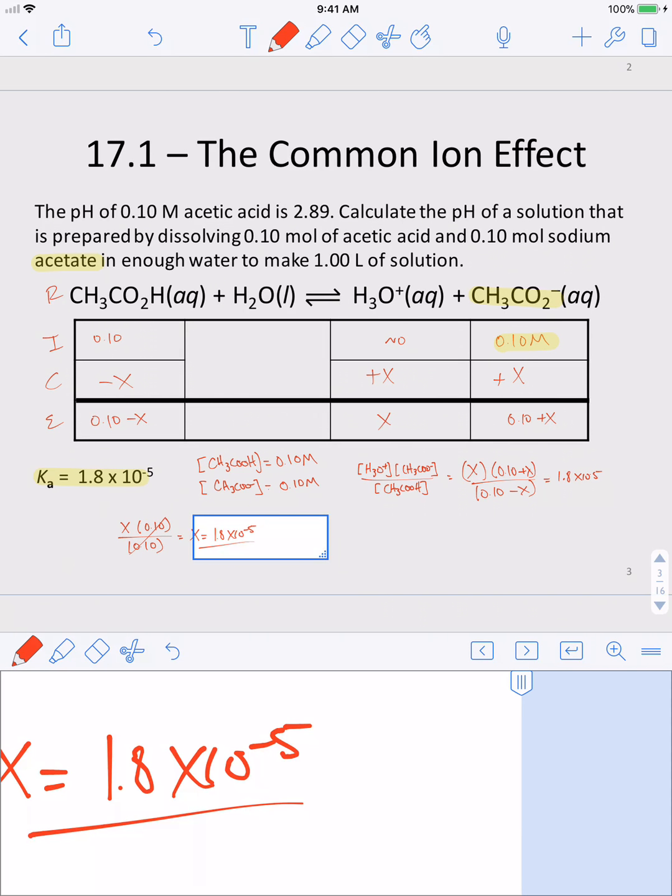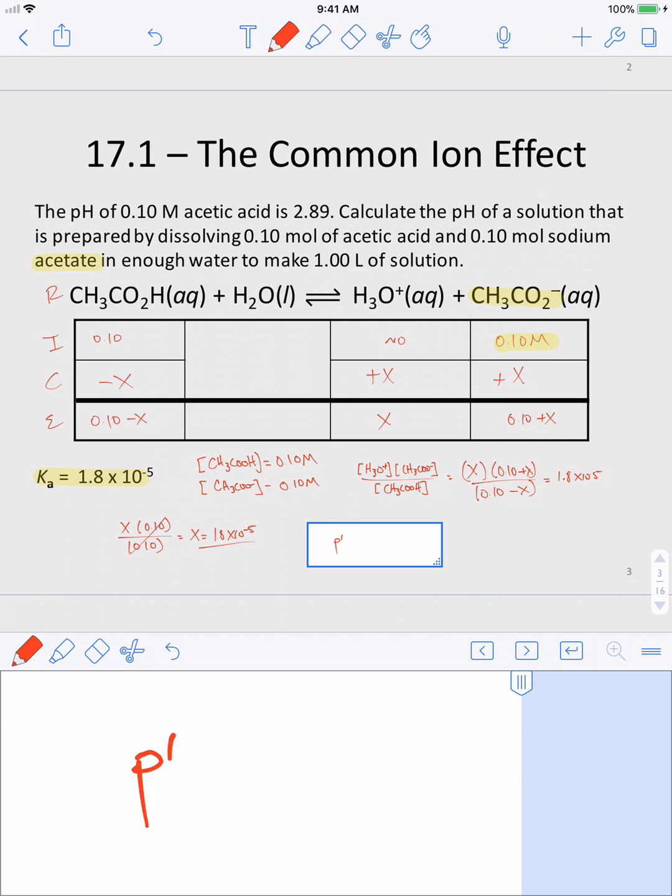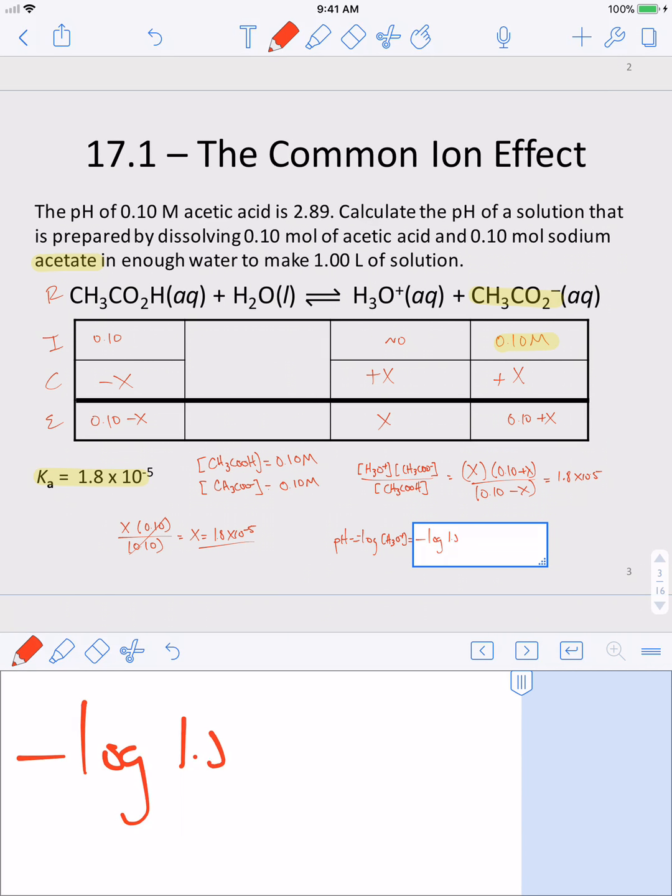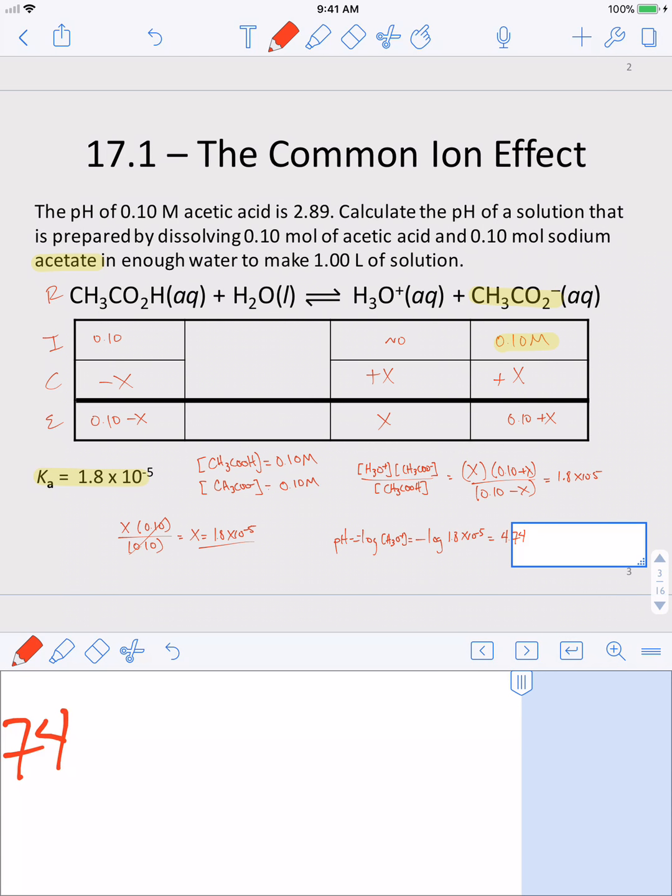X is that. And now if we want the pH, pH is negative log of H3O plus, which is x. So negative log of 1.8 times 10 to the minus 5. The pH is 4.74.